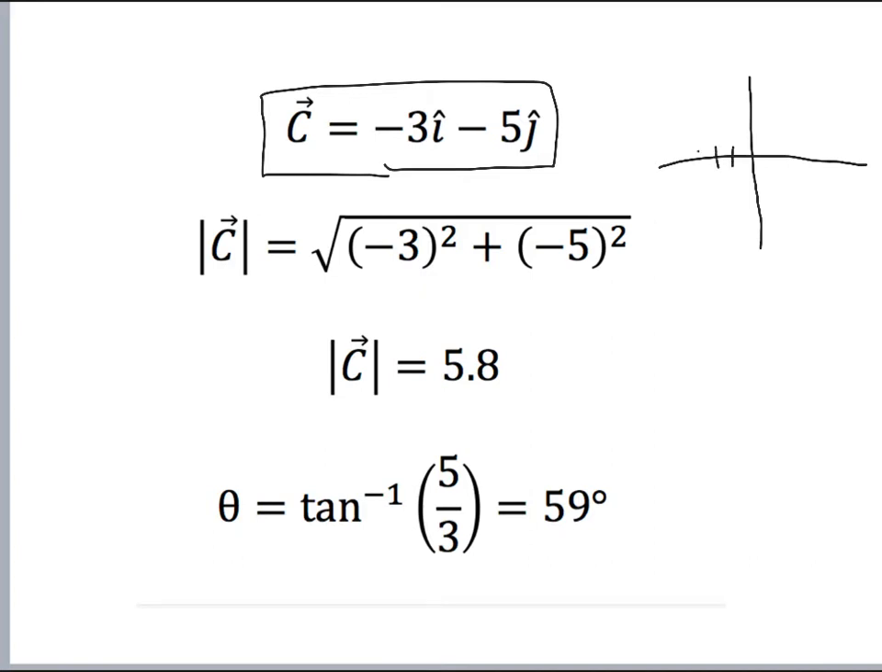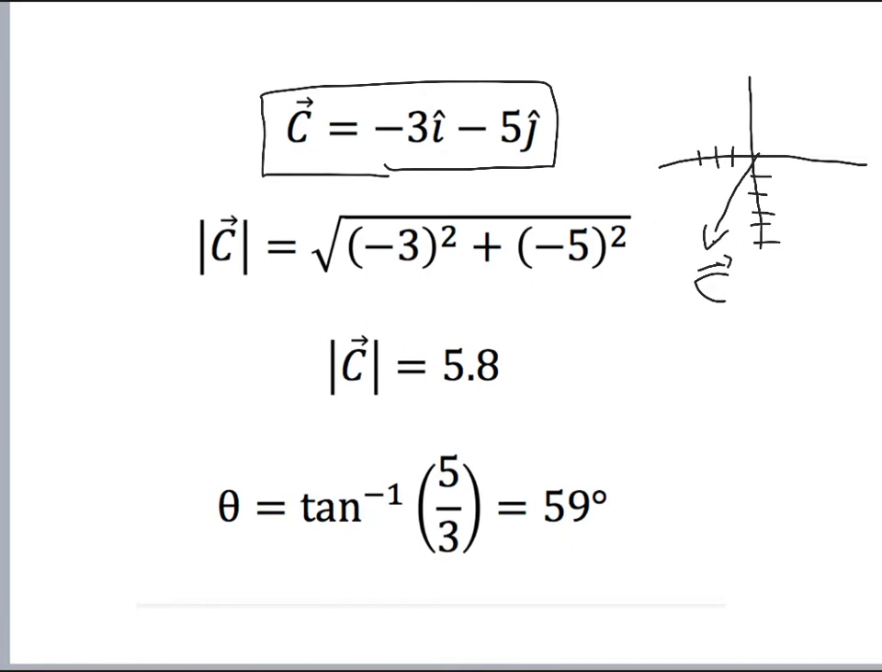There's 1, 2, 3 in the negative direction, 1, 2, 3, 4, 5 in the negative direction in the y. And so my vector is going to be something like this. And that's going to be my C vector.